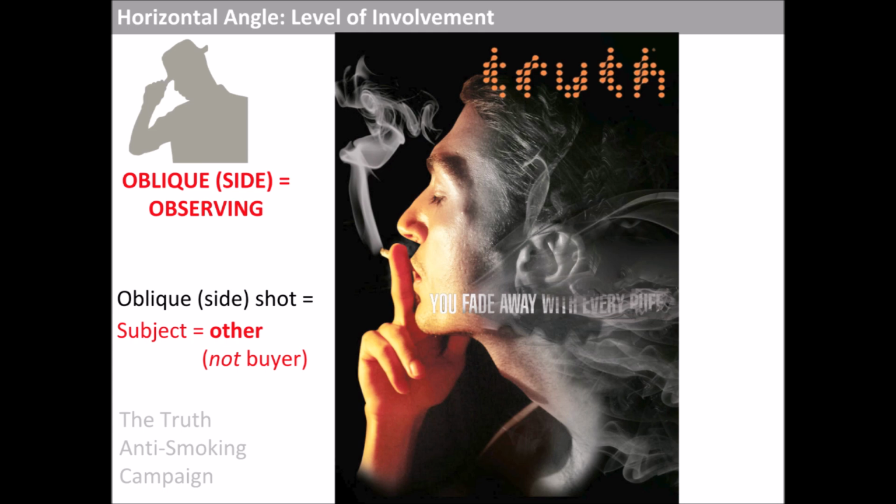The campaign wants to convince the buyer, or supporter in this case, that they are different from the type of person that becomes a lifelong smoker. The oblique or side angle makes the ad about observing someone rather than being like them.